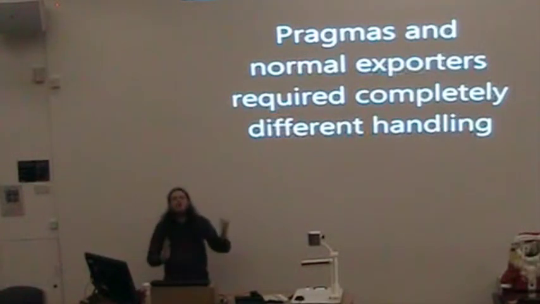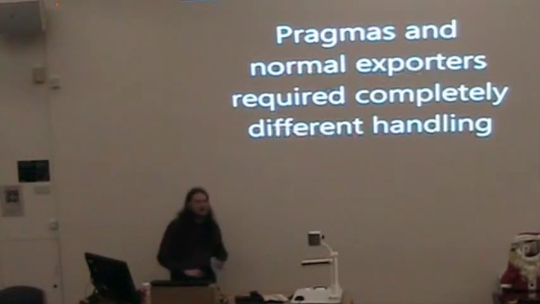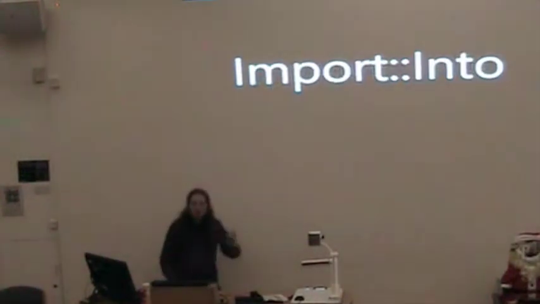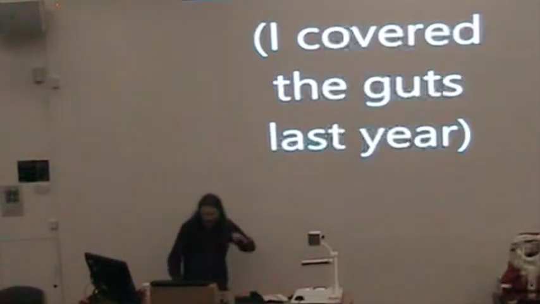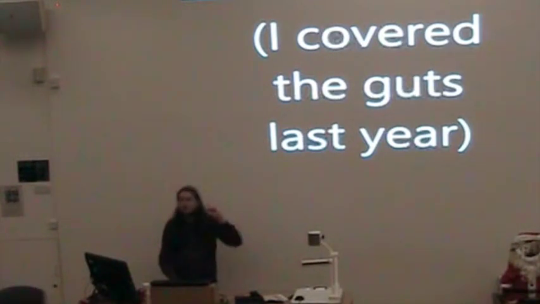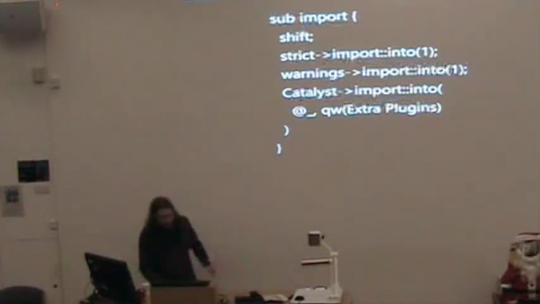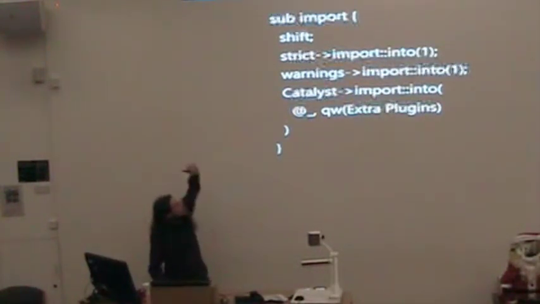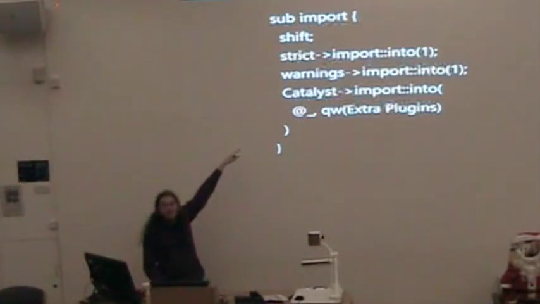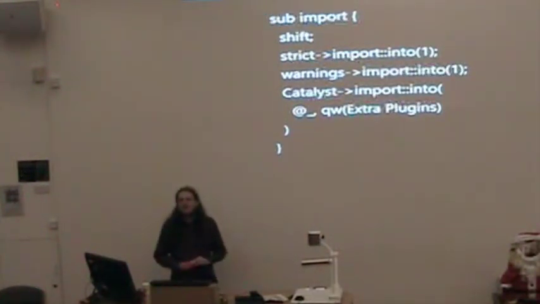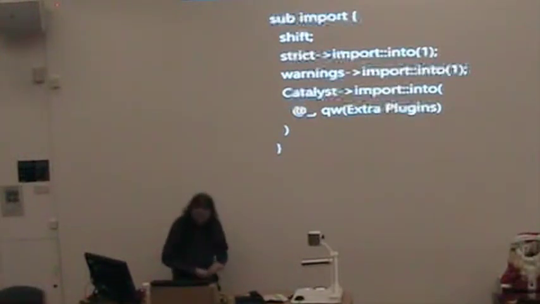And also, primers and normal exporters require completely different handling because, well, there's more than one way to do it and you'll always try the wrong one first. So I eventually figured out how to fix that and wrote up a module called Import::Into. And I already inflicted the guts of that on you in my lightning talk last year, so I'm not going to cover that again. Instead, I'm going to talk about how I use it. So, we can have an import that does strict->import::into, warnings->import::into, you give it a caller level, Catalyst->import::into, and that doesn't fucking segfault, even on 5.8.4. I have no idea about 5.6 compatibility. Presumably, if anybody cares, Ribasushi will patch it.